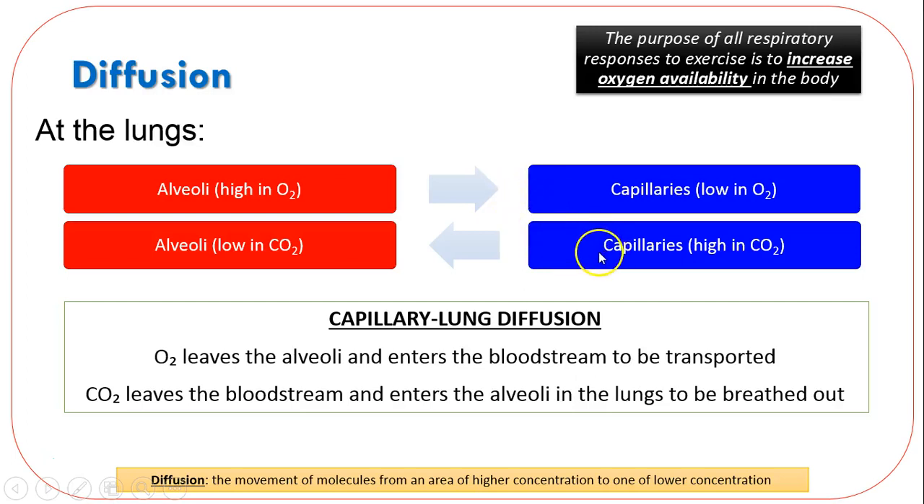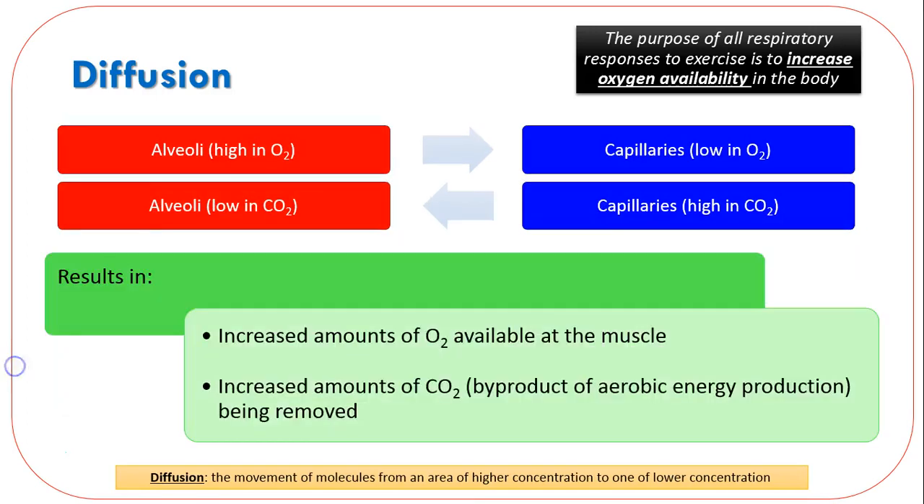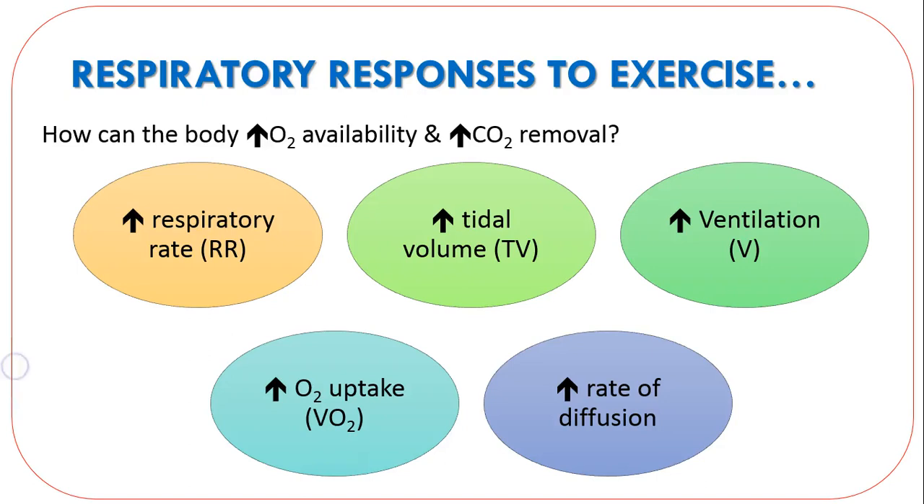And then our capillaries are high in carbon dioxide, our alveoli are low in carbon dioxide, so the direction of movement is that way. Okay, so oxygen leaves the alveoli and enters the bloodstream, so that can then be transported around the body to the muscles. And our carbon dioxide leaves the bloodstream so that it can be breathed out. This results in more oxygen available at the muscle, so that's going to allow us to work at higher intensities. And it's also going to allow us to remove carbon dioxide at greater rates as well, which is going to allow us to continue working and doing what we need to do.